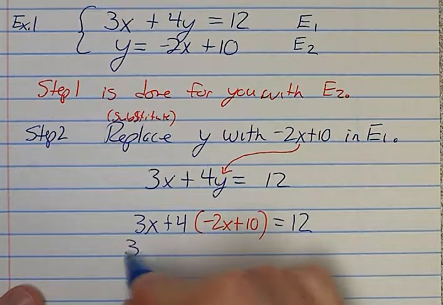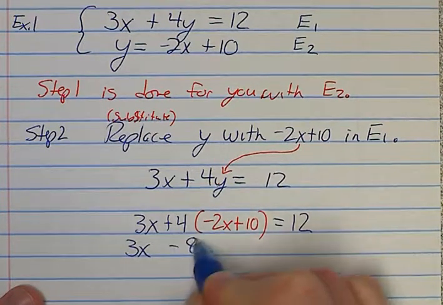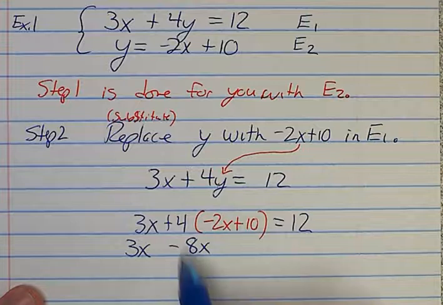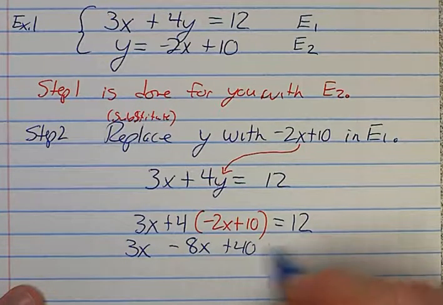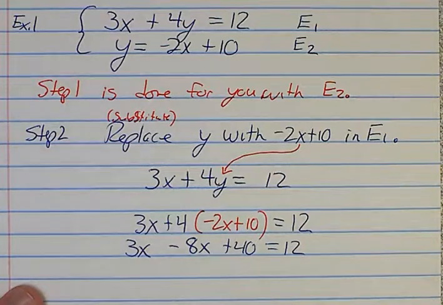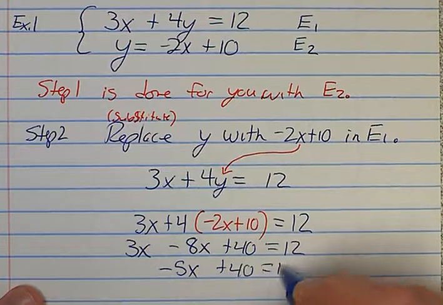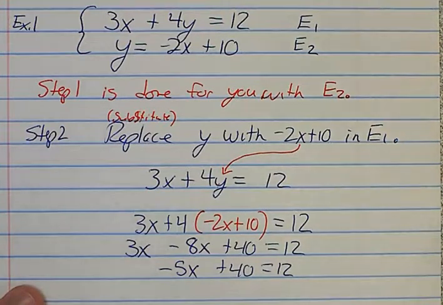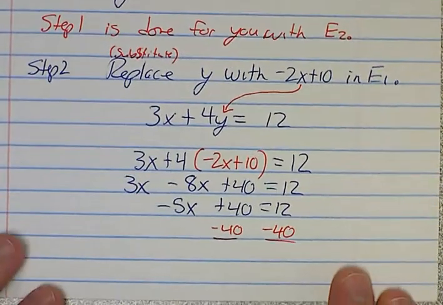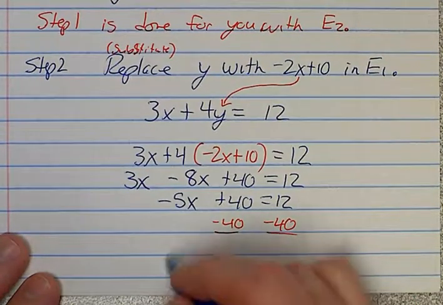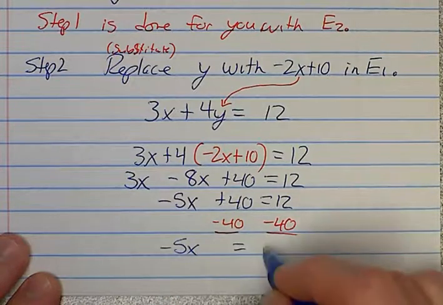All right, so for this one, you have to do the distributive property. 4 times negative 2 is negative 8x. 4 times 10 is 40. You've got your two like terms here. Combine those together. 3x minus 8x is negative 5x. And then we're going to subtract 40 from both sides. We've got negative 5x equals negative 28.